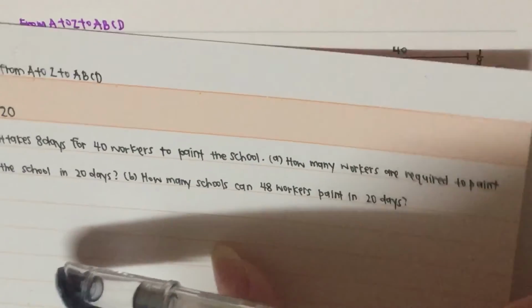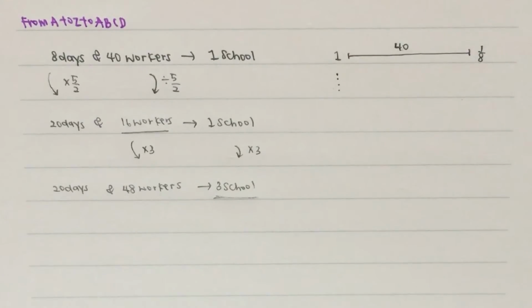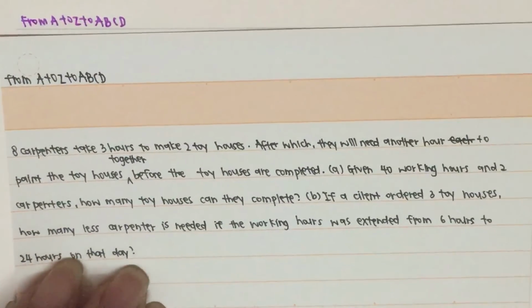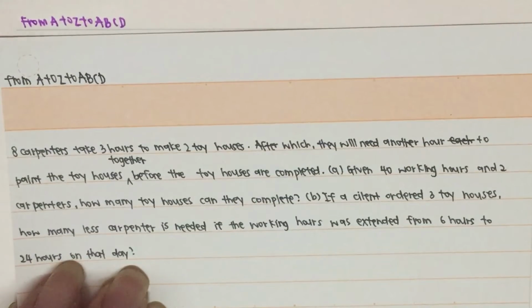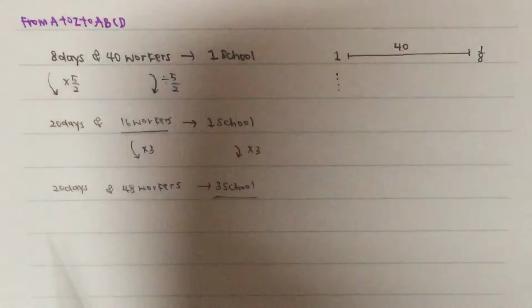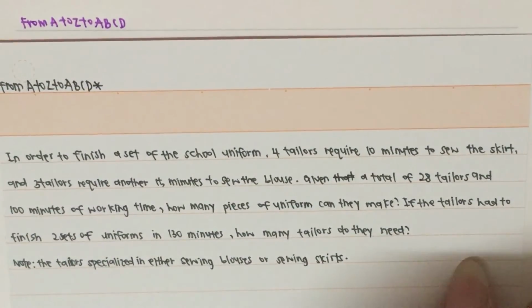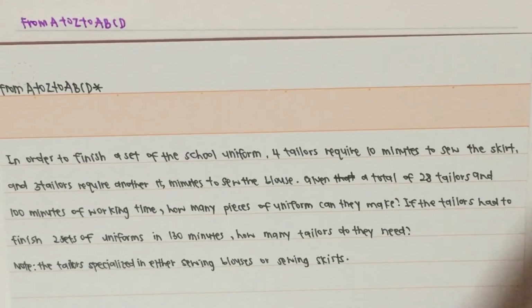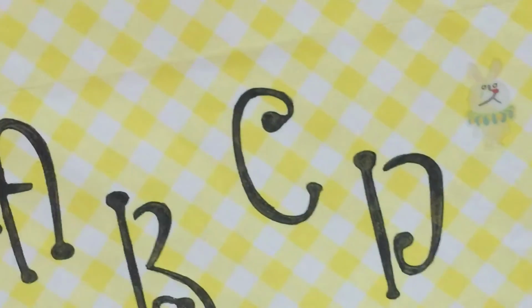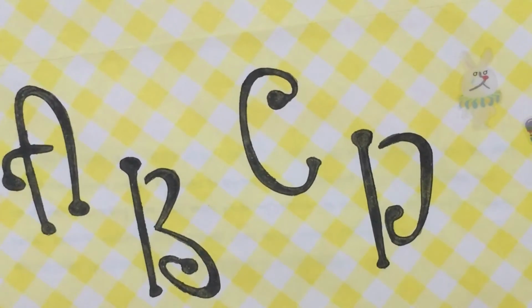There's 2 more questions available, which is question 3 and question 2. The solution for question 2 is 5 houses and 6 carpenters. The solution for question 3 is 16 uniforms and 3 tailors. Feel free to browse our channel if you require any assistance in solving question 3.